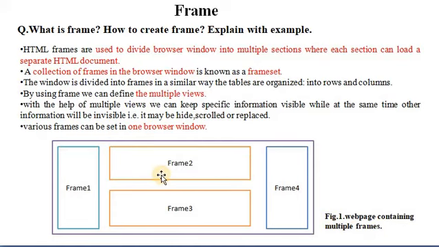If you want to display different information in different parts of the web page, then it is possible by defining that information in different frames. By using frames we can define multiple views. With the help of multiple views, we can keep specific information visible, while at the same time other information is invisible, that is, it may be hidden, scrolled and replaced.